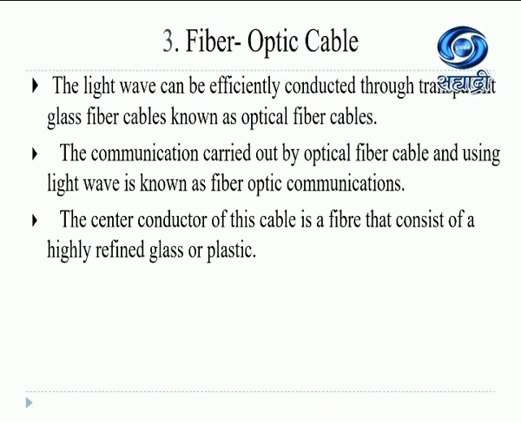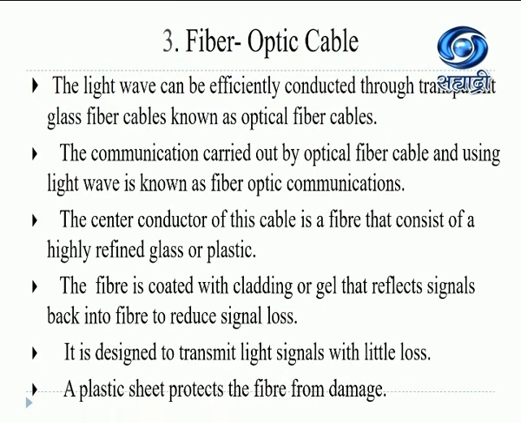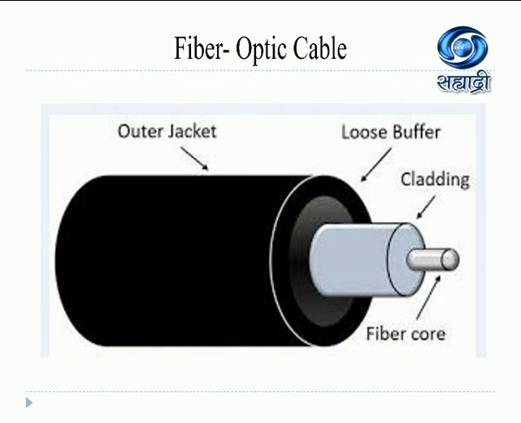The center conductor of this cable is a fiber that consists of highly refined glass or plastic. The fiber is coated with a cladding or a gel that reflects the signals back into the fiber to reduce the signal loss. It is designed to transmit light signals with little loss. A plastic sheet protects the fiber from damage. So you can see here, in case of fiber optic cables, we are using glass and we are using a cladding or a gel to reflect the light.